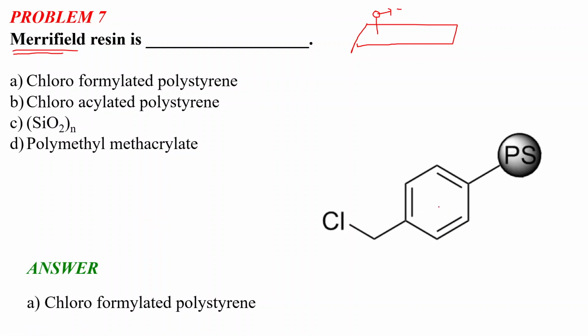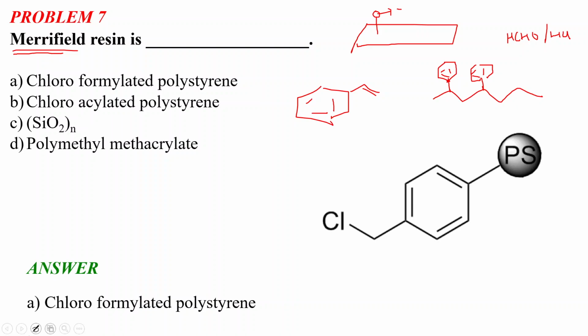So for polystyrene, we know it is the polymer of the vinyl group; this is the structure of styrene. The polystyrene has a backbone like this and it has phenyl groups at the side chain. And chloroformylated means when this is reacted with formaldehyde in the presence of some HCl, it will have this kind of moiety, which is called the chloroformyl moiety.